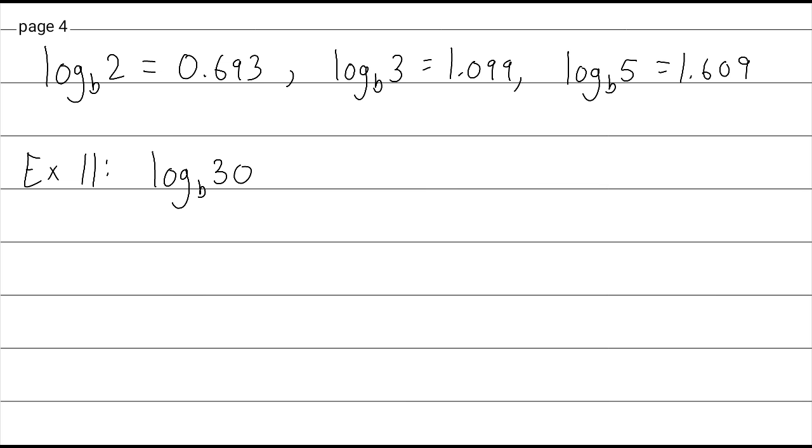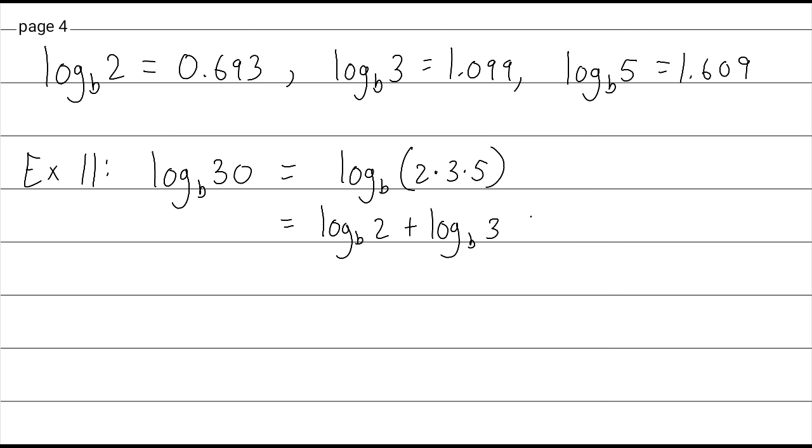Let me rewrite it. Log base b of 30 is the same thing as log base b of 2 times 3 times 5. Right? 2 times 3 times 5 is 30. That's a product. The product rule says that I can just add all those together as separate logarithms. Don't need the parentheses. Well, that happens to be what these three things are, and I know their values. So I'll add those three together.